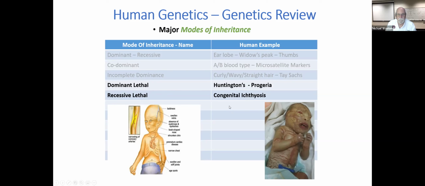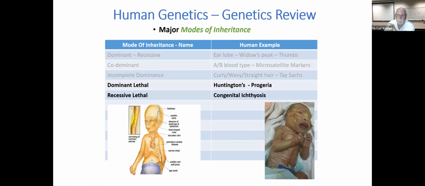Recessive lethals: ichthyosis congenita, or harlequin ichthyosis. This individual here has scaly skin, where you do not have the right formation of a skin pattern. This tends to be a recessive lethal. In other words, you don't see the full expression of it in individuals.